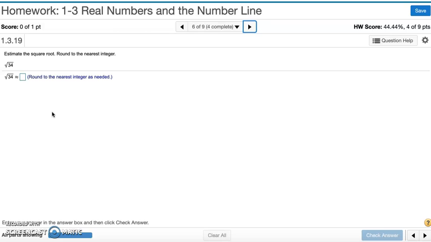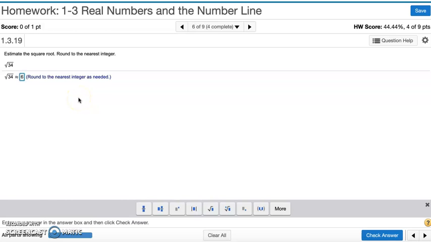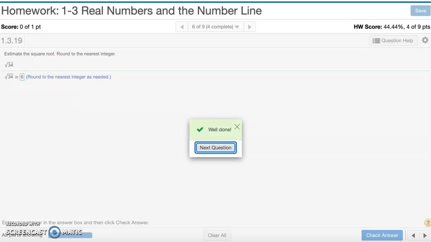Number 6, estimate the square root and round to the nearest integer. Looking at square root of 34, the perfect square that 34 is nearest to is 36. It's very close to 36. The square root of 36 is 6. So we're going to say square root of 34 would be approximately 6. And that's number 6.